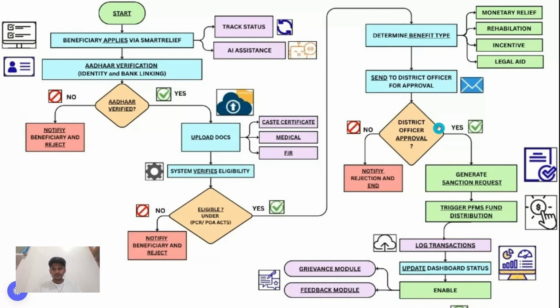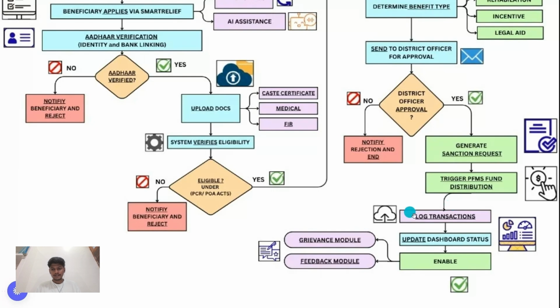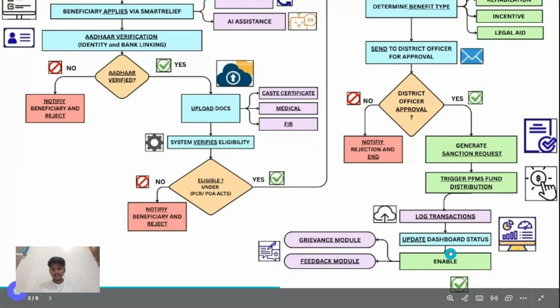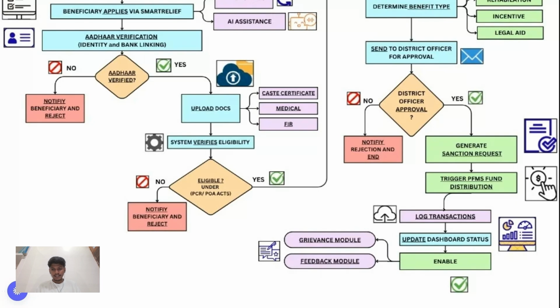Now the district officer approval will be done. If it is approved, then the system will generate a sanction request in the name of the beneficiary, and it triggers the PFMS fund distribution. This will be done by the PFMS API, which will be integrated into our application. It shows the log of all the transactions being done, and it also updates the dashboard status. After this, it enables the grievance module and the feedback option for the user. He can submit a grievance or feedback about the sanctioned amount. And after all this process, the user is satisfied, and this is how the project SmartRelief will work and look like. Now we will move to the demo of our project SmartRelief.